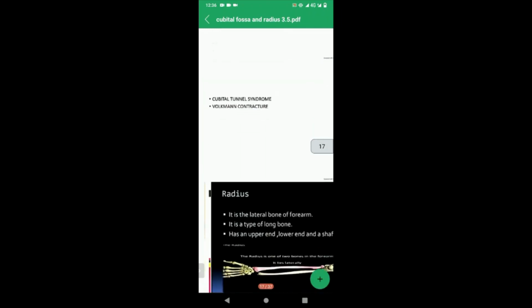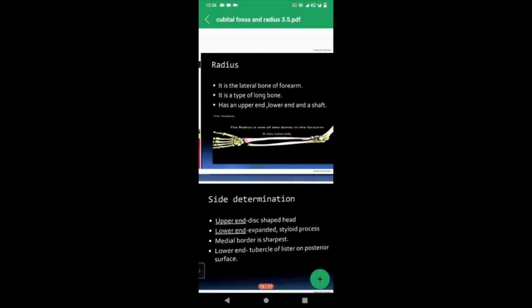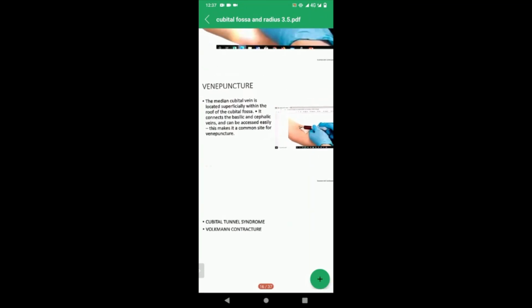Cubital tunnel syndrome and Volkmann contracture are most important from the MCQ point of view. For your further lecture, cubital tunnel syndrome and Volkmann contracture, which are the most important SAQ.